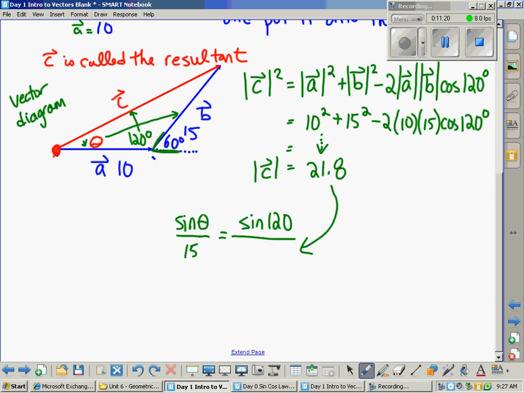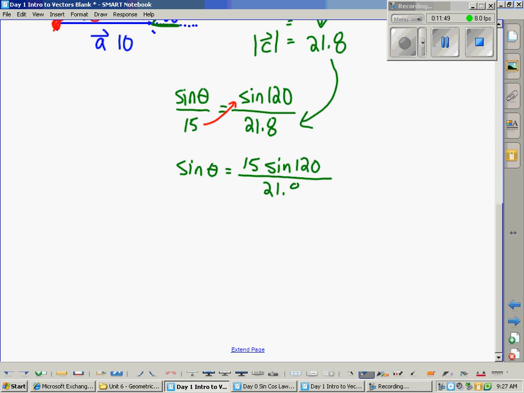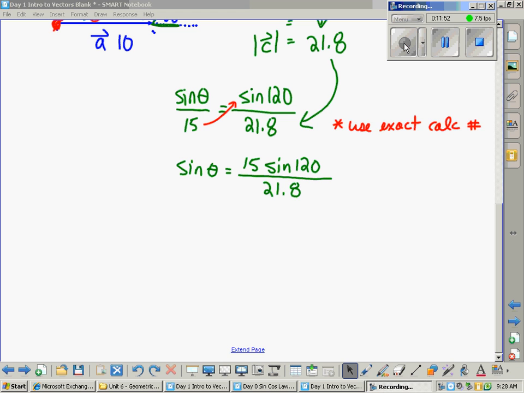And now I'm going to solve for theta. Since it's being divided by 15, I'm going to bring this up to the opposite side and multiply. And it'll be sine theta equals 15 sine 120 all over 21.8. So now I'm going to punch this in my calculator. I might put in the sine 120 first, get an answer, multiply it by 15, divide it by 21.8. Remember, that's going to get me sine theta, which is some big long decimal. I need to push inverse sine to get the actual theta, which is 36.6 degrees.